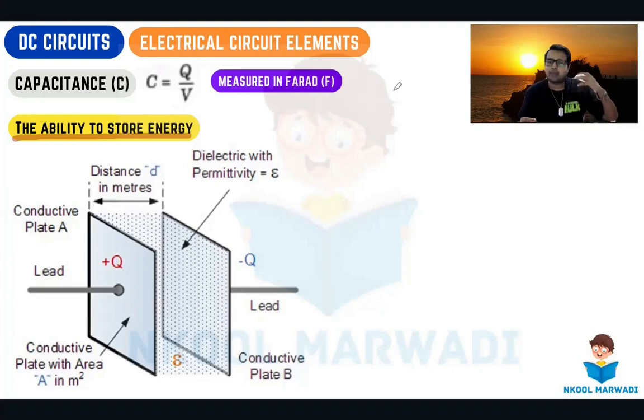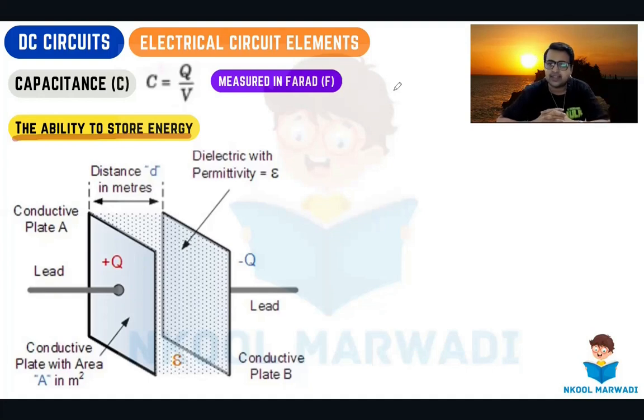If the capacity of a medium to store charge is very high, we say it has a very high capacitance. So capacitance is the ability to store charge. If a medium can store a very high amount of charge, then that medium will have a very high capacitance. And if a medium has a low ability to store charge, then that medium will have a low capacitance.